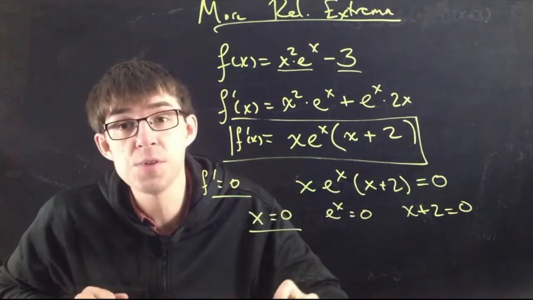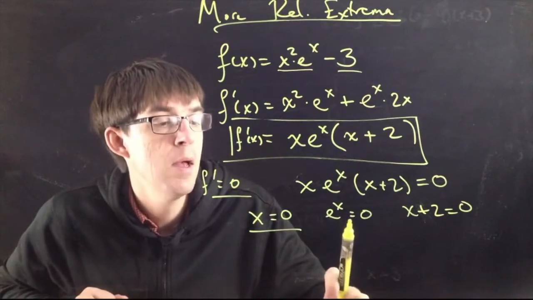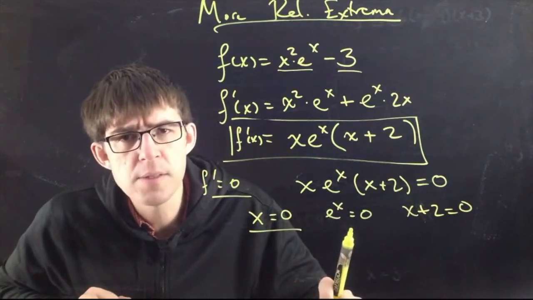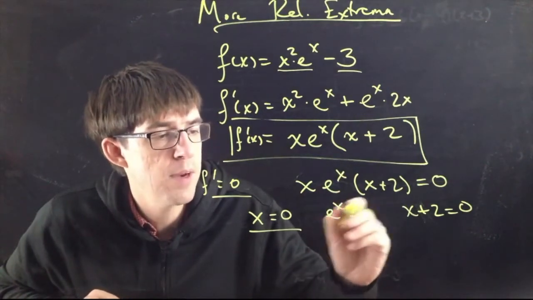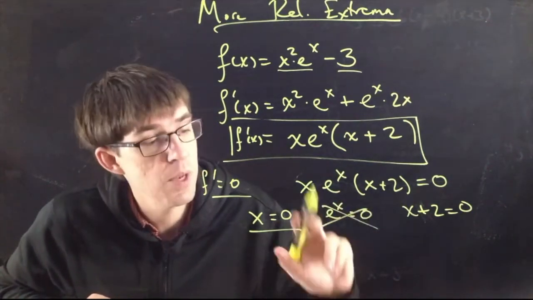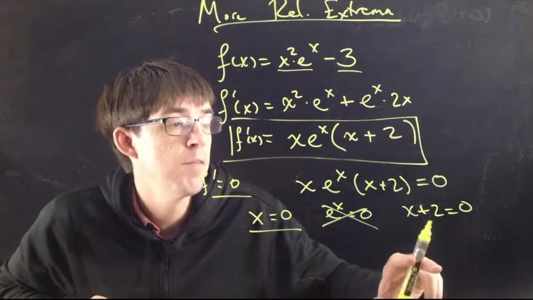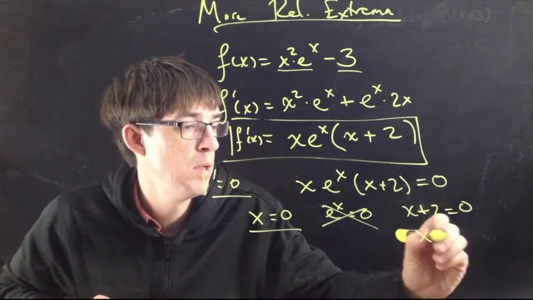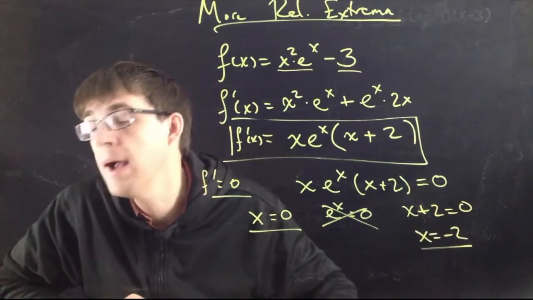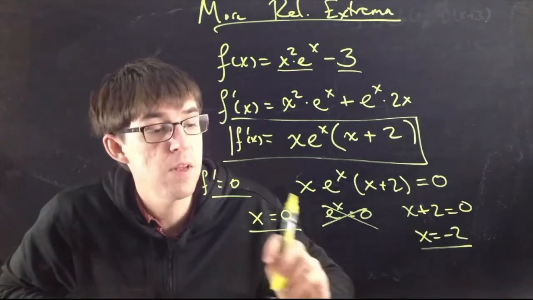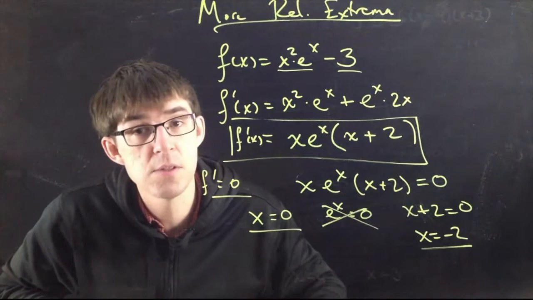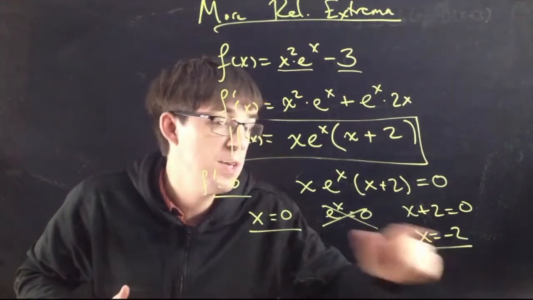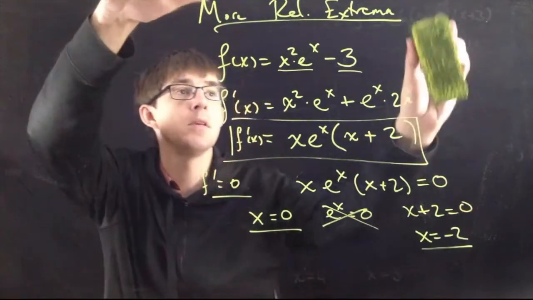e to the x equals 0. This we talked about last time, maybe the time before. e to the x, remember, is always positive and never equal to 0. So this gives me no solutions. We get no critical numbers from this part. From this part, we can solve for x: subtract the 2, x equals minus 2. So I have 2 critical numbers. They are 0 and minus 2. All right, let's make the chart with these values marked on it.